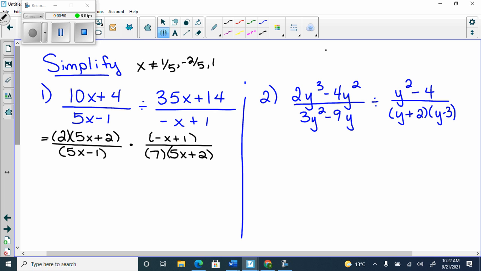Now the only thing that can cross off is the 5x plus 2, so I'm left with 2 bracket negative x plus 1 over 7 bracket 5x minus 1. X can't equal 1/5, negative 2/5, and 1.